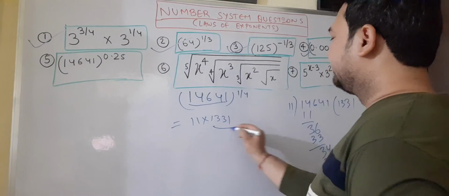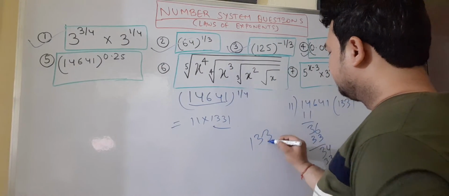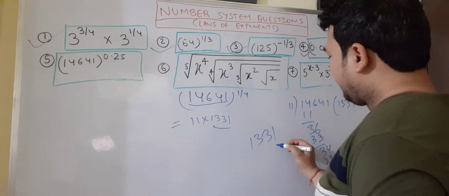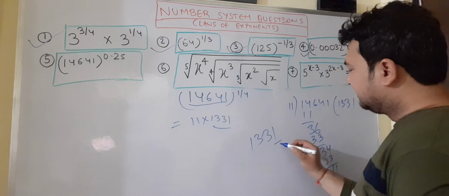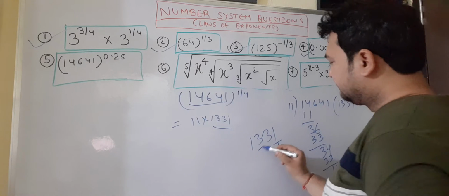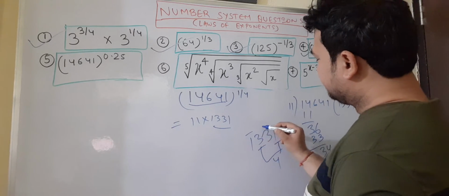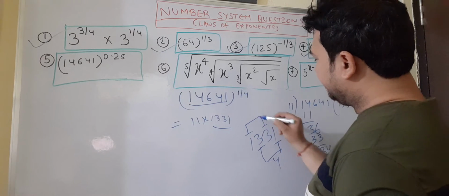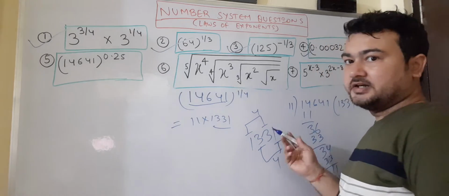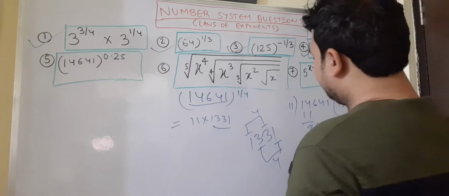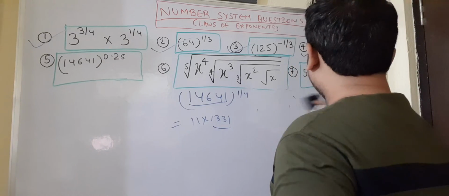Now this 1331, sum of digits at the odd places, 1 and 3, it is 4. Sum of digits at even places, 3 and 1, 4. They are the same, so it is again divisible by 11. So again divide 1331 by 11.